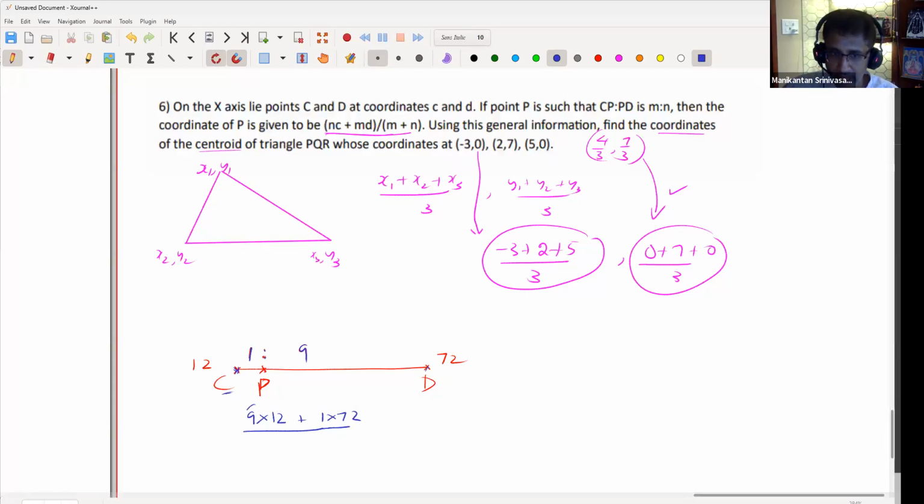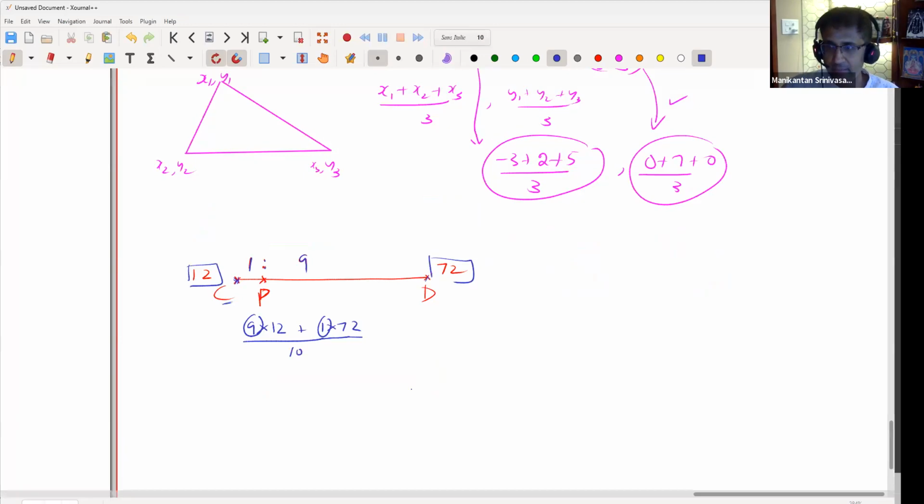So 9 parts weight to this first point, which is 12, and only 1 part weightage to the second one, which is 72, upon 9 plus 1, because I have to weight it, right? So it's a weighted sum. So think of it as a weighted sum. So 9 by 10 and 1 by 10 are the weights. The weight 9 by 10 is applied to the one which is closer, and the weight 1 by 10 is applied to the farther one, which is 72, right? Are you able to understand this one with numbers? With numbers, this makes sense, right?